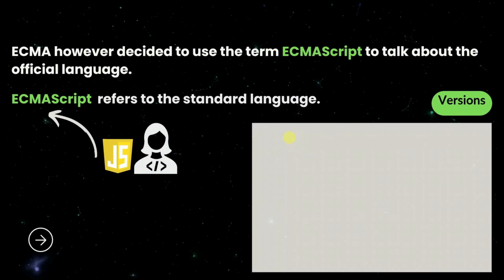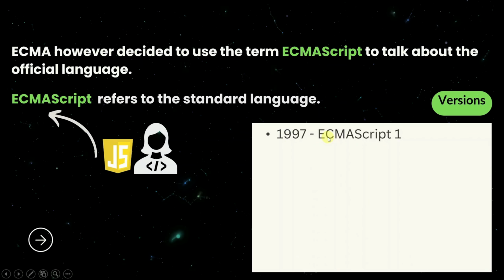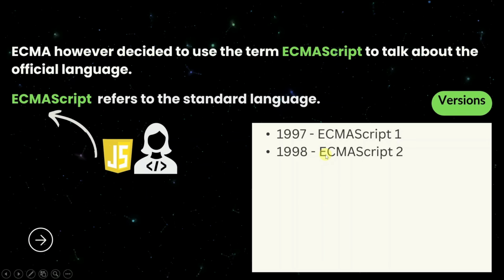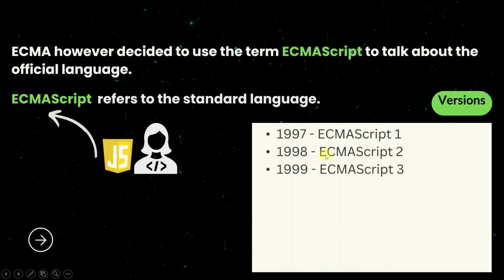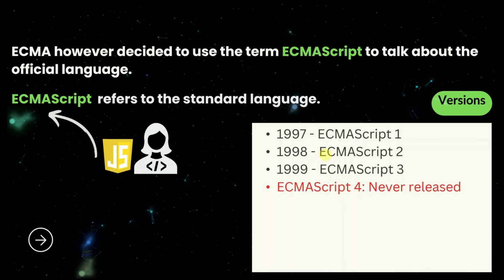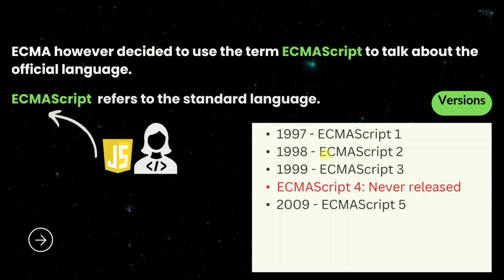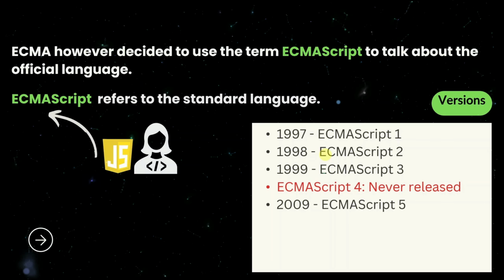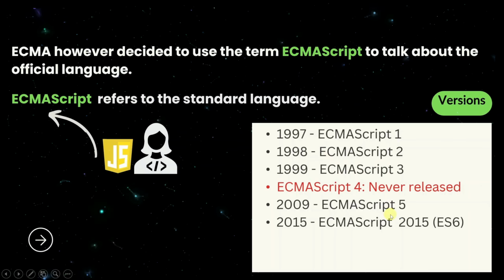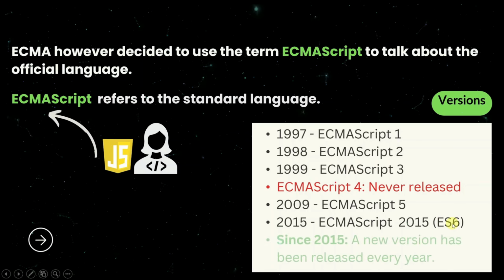And these are some of the versions of ECMAScript. In 1997, the first version of ECMAScript was released. Then in 1998, the second version was released. In 1999, the third version was released. Then ECMAScript 4 was never released. Then directly in 2009, the fifth version of ECMAScript was released. Then again after 6 years, the sixth version of ECMAScript was released, and this is also called ES6.